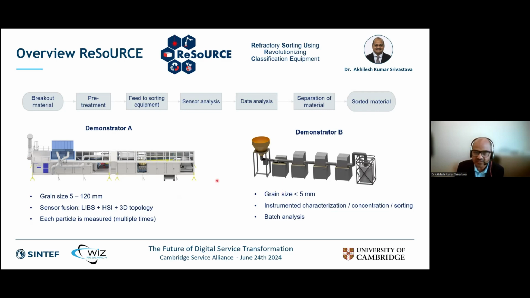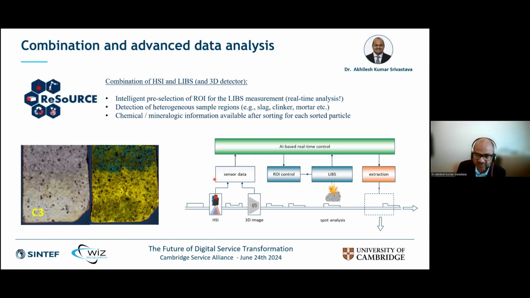So how is digitalization helping in this project? The refractory material waste is in quantities of tons, and it is not very practical to characterize the whole material. So what we are doing here, we are using 3D imaging and hyperspectral imaging to get sensor data to train our AI-based models to find out the right spots to be characterized.